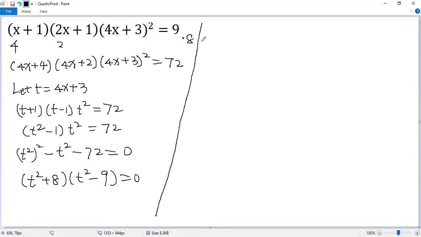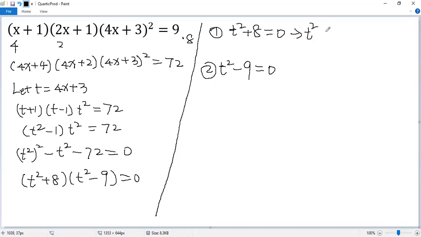So there are two possible cases. One is t squared plus 8 equals 0. The second, t squared minus 9 equals 0. For the first one, t squared equals negative 8, which has no real solutions, because the square of any real number is non-negative. For the second case, t squared equals 9, so t equals plus or minus 3.